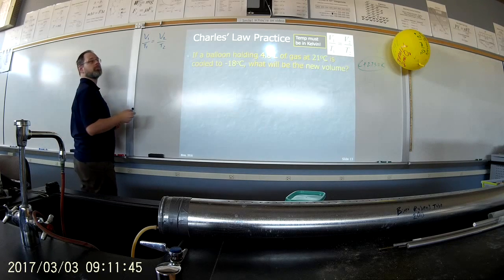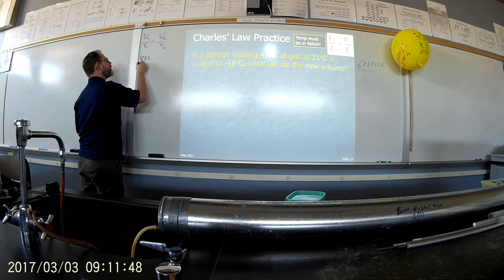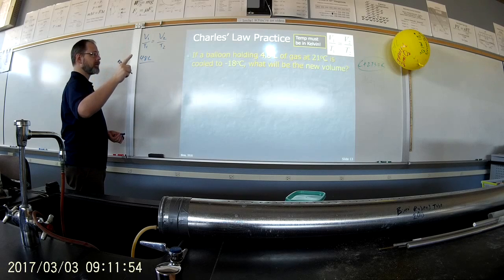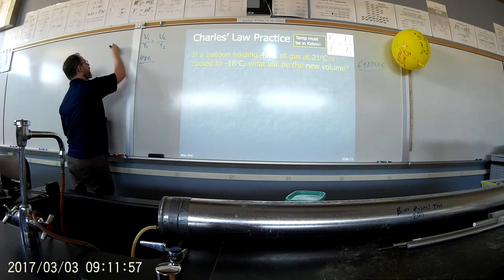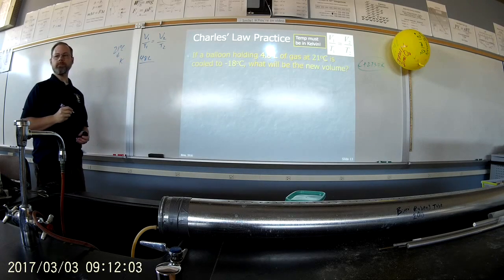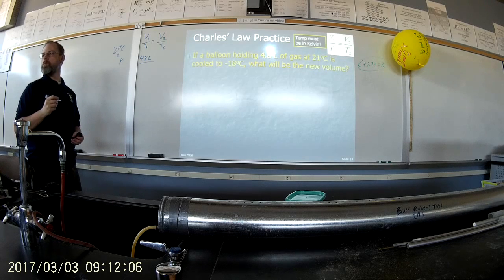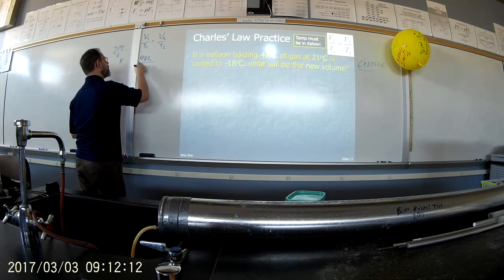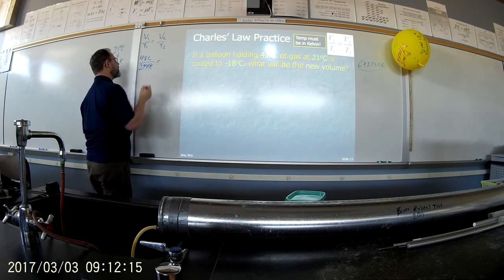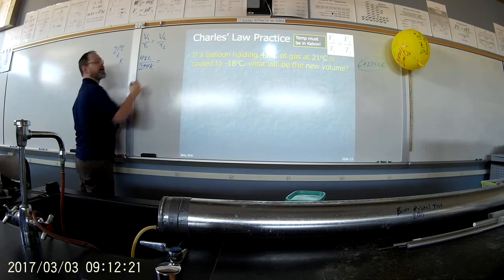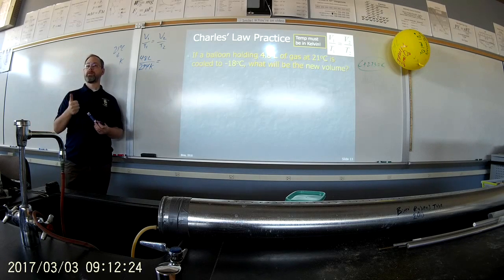What is V1? V1 is 4.8 liters. What is T1? Aha! Yeah, we got to turn our 21 degrees into Kelvin. Good plan. Let's do that. 294 Kelvin. Okay, I did something really important. Give me a thumbs up if you understand why I put 294 in the denominator. Okay, looks like most of you understand. Good. Temperature must be in Kelvin.